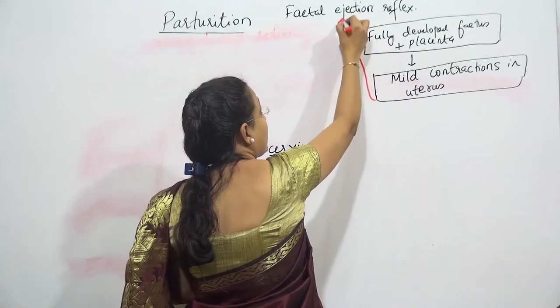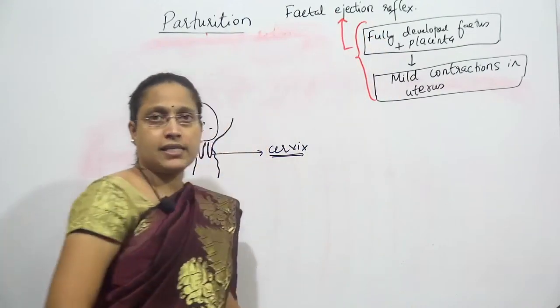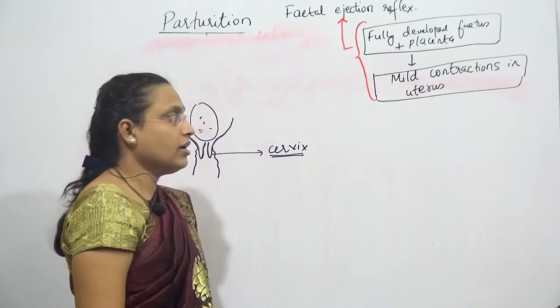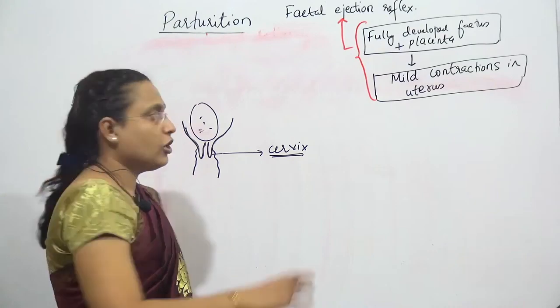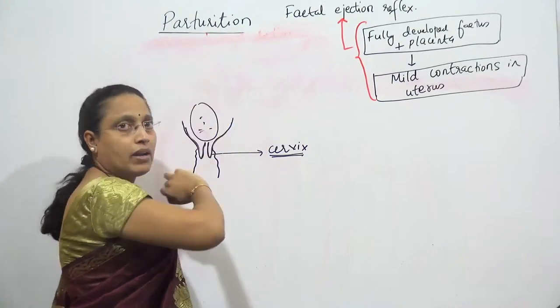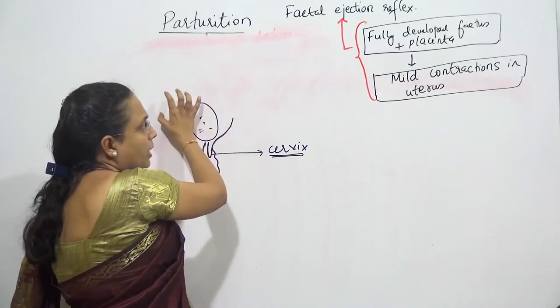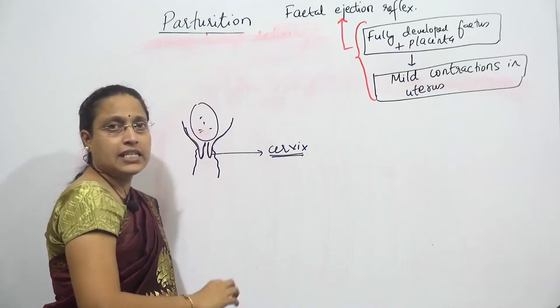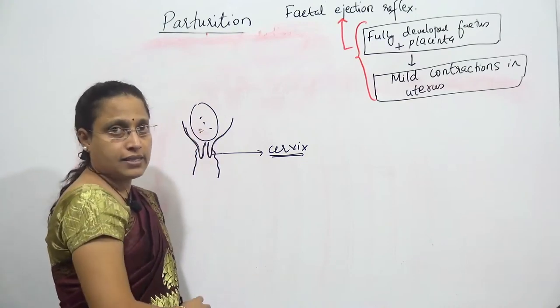Fetal ejection reflex. What? It's called fetal ejection reflex. Now think that this fetus is developed, the placenta is completely developed, then it will induce a very mild contraction in the uterus. Now this stage is called fetal ejection reflex.